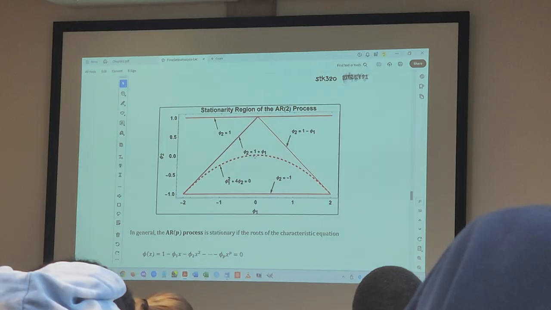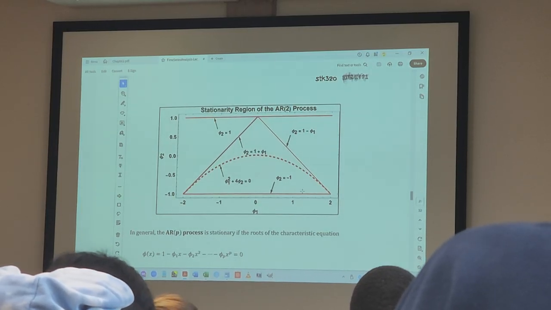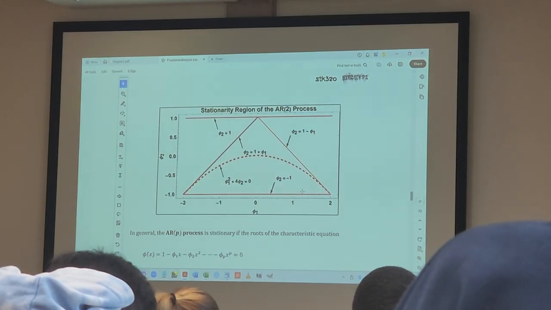So when we get combinations of phi 1 and phi 2 in here that are complex, then it is when we start getting some rather interesting and strange autocorrelation patterns for the AR2 process. And that's what I want to show you.